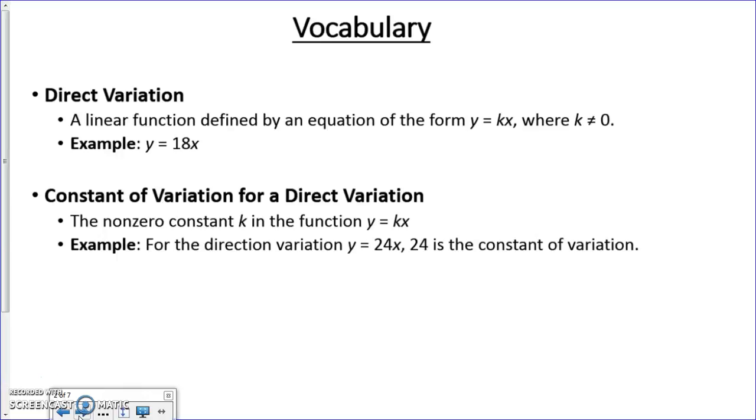Constant of variation for a direct variation. The non-zero constant k in the function y equals kx. For example, in the direct variation y equals 24x, 24 is the constant of variation.